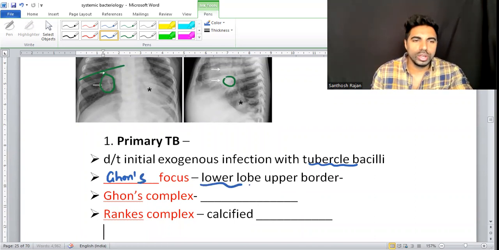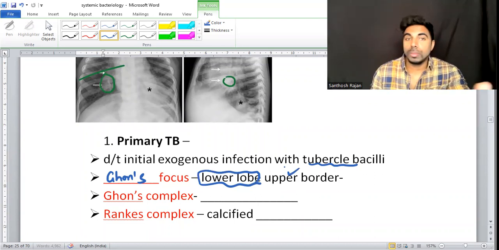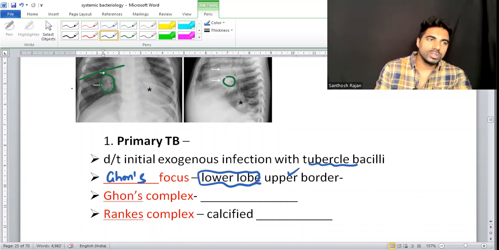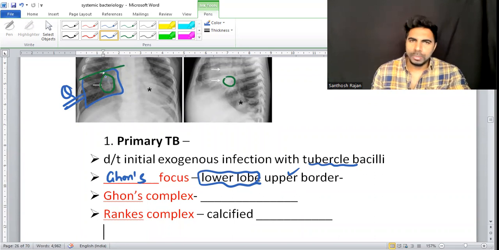Gons focus is usually seen where? Lower lobe. Lower lobe is the main thing. Lower lobe ka upper border. That's fine. Okay. Upper border is not upper lobe. Lower border, this picture was a question. This can be a question. Yeah, lower lobe mein aata hai. Lower lobe, somewhat upper border, it can come. Okay. But remember, it's a lower lobe.